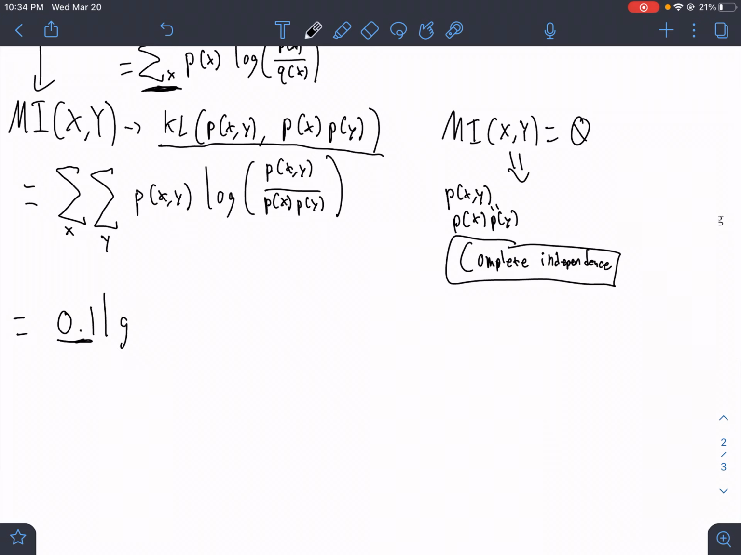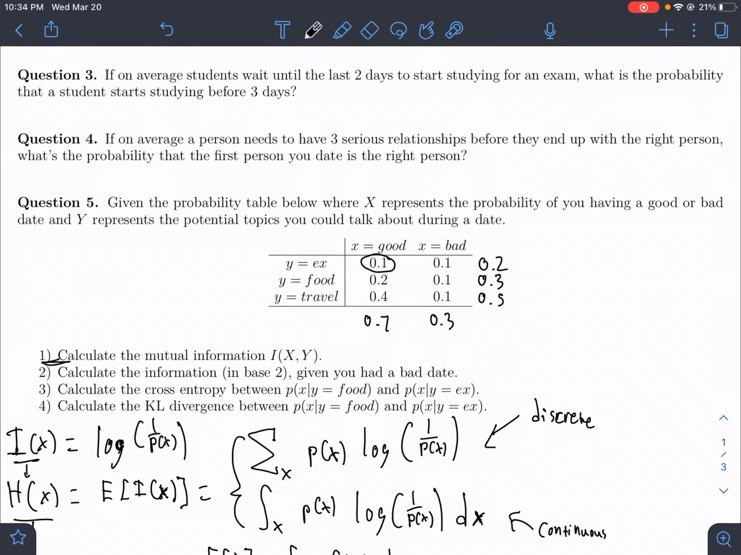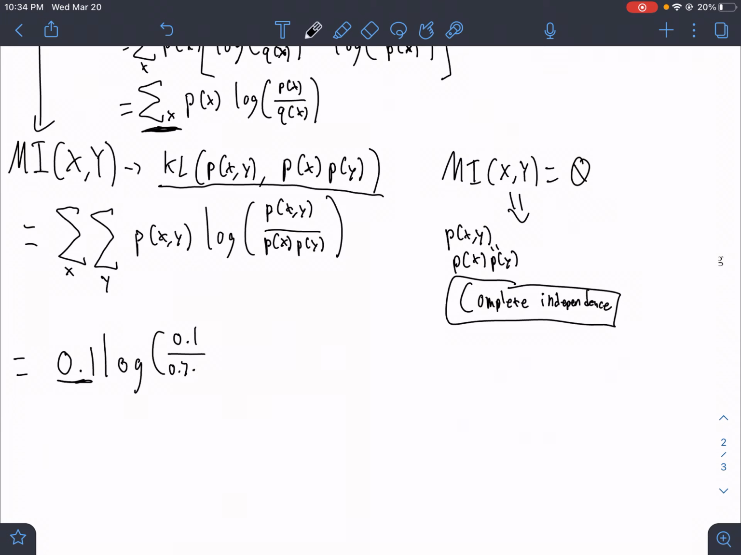Then we multiply that by the log of the same number on the top, in the numerator inside the log. So it's 0.1. And the bottom is the probability of x and the probability of y. So the probability that y equals ex, the reason why I wrote these out earlier, is 0.2. And the probability that x is good is 0.7. So 0.7 times 0.2.